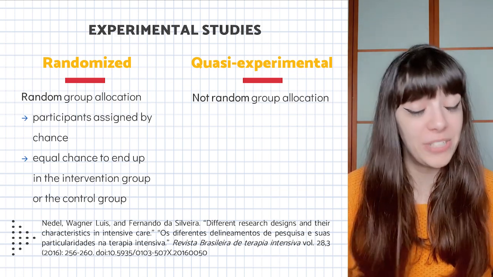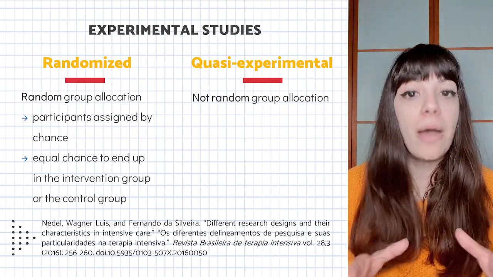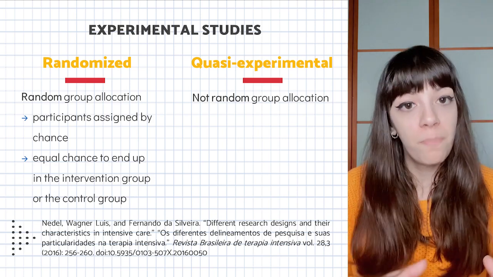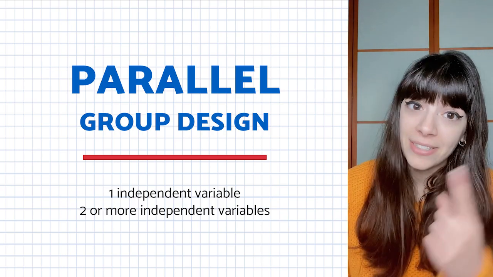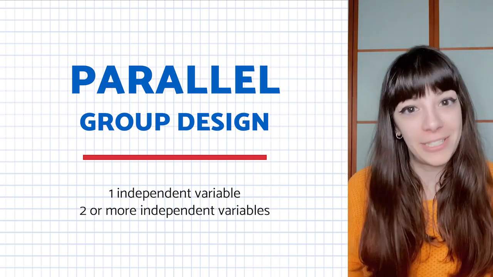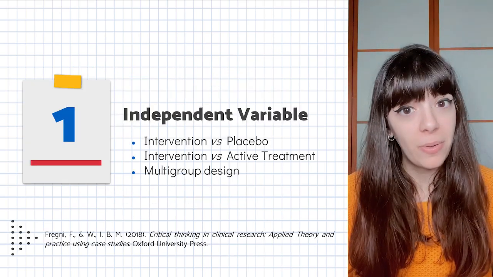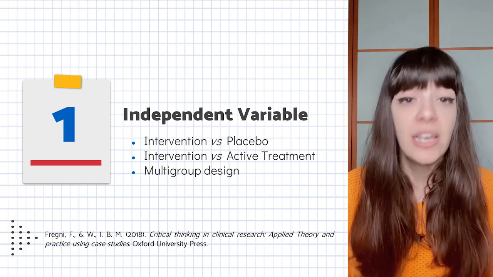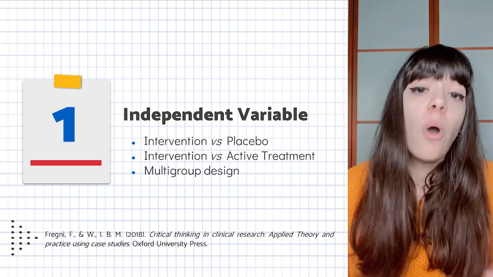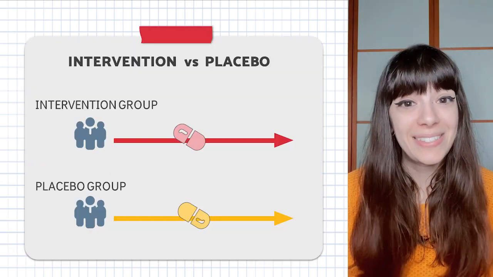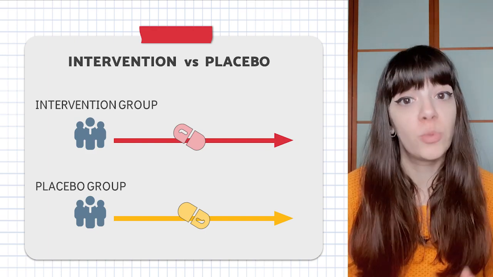Randomized studies can be divided in two groups according to their design. They can have either a parallel group design or a non-parallel group design. Parallel group designs can have either one independent variable or two or more independent variables. Parallel study designs with one independent variable can have three different situations: intervention versus placebo, intervention versus active treatment, or a multi-group design. Let's start with the parallel design, where the experimental intervention is compared with the placebo.